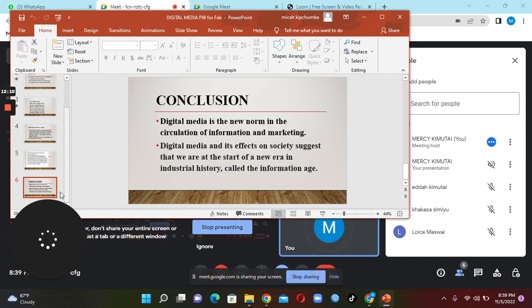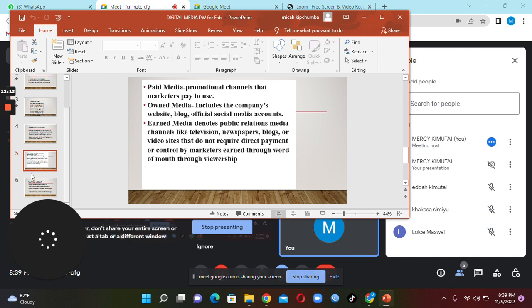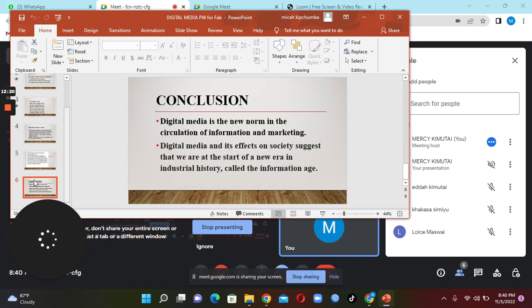On that note, after getting the 3 forms of digital media, I want to conclude. Digital media is the new norm. Digital media is that which we are living now. For the news that you get, you don't have to go watch your TV set. You don't have to buy a magazine every morning. What you need is just the internet and a smartphone or a computer that can be connected to the internet.